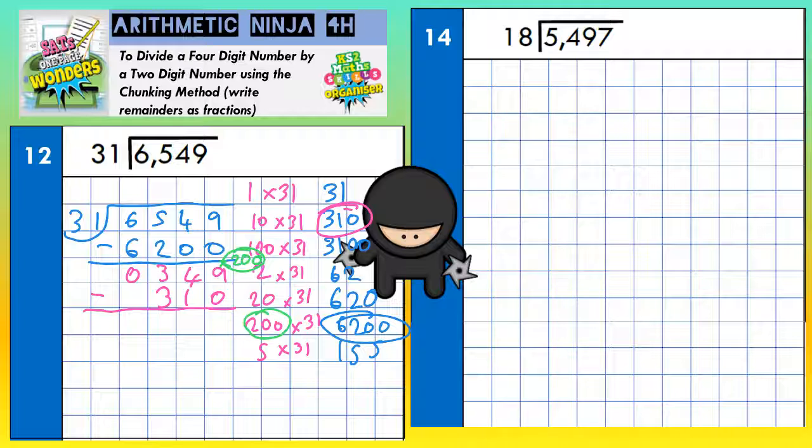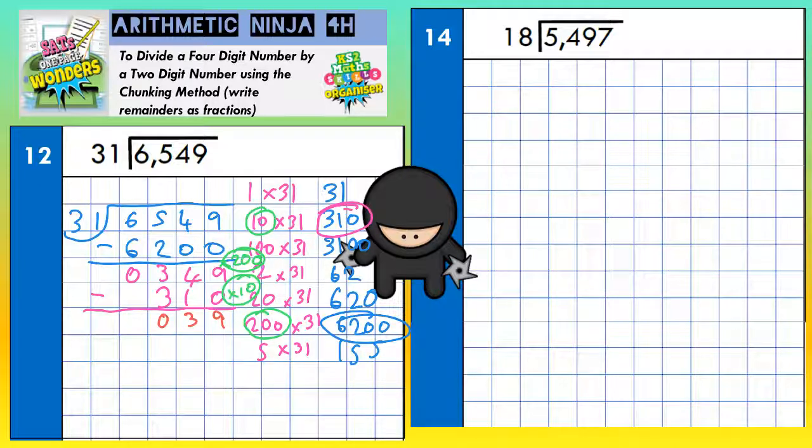Remember to make a note of what chunk that is. That's a chunk of 10 31s. So you pop a little times 10 at the side. And let's take it away. So we have got 9 take away nothing is 9. 4 take away 1 is 3. 3 take away 3 is nothing. So we're down to 39.